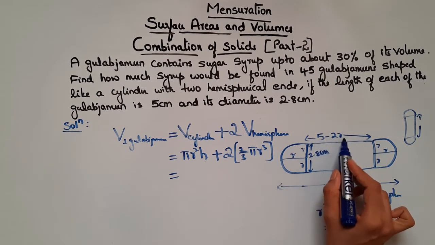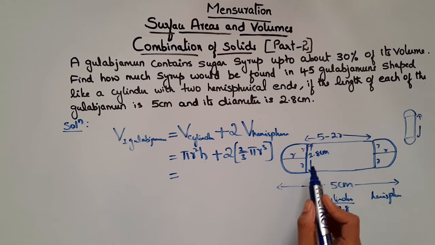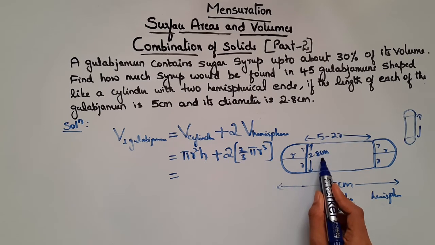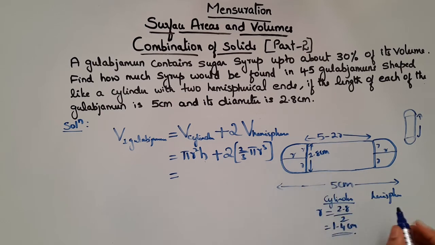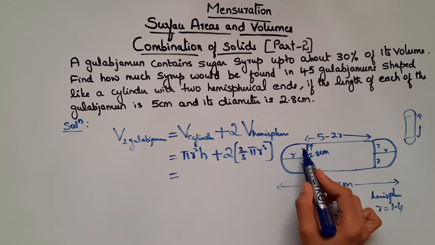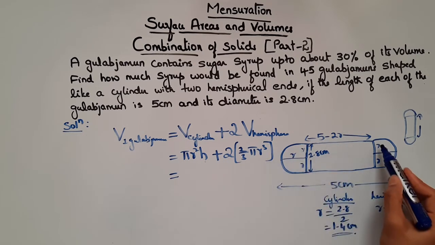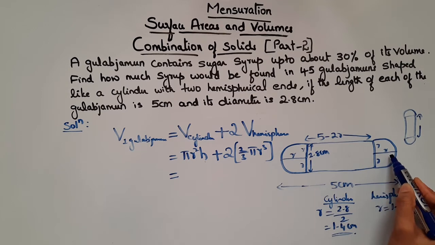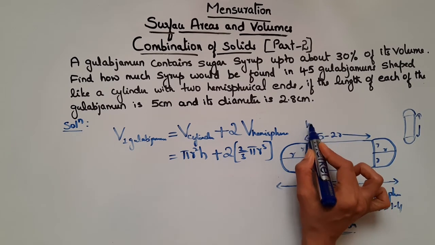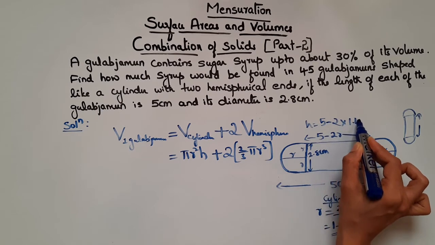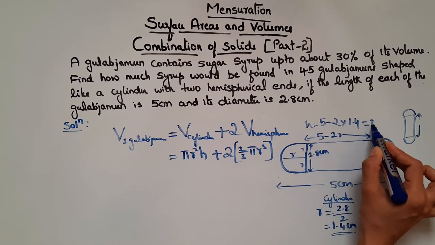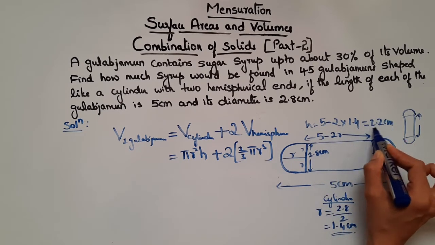5 minus 2r. We know the diameter of the cylinder is 2.8, which means the diameter of this hemisphere is also 2.8. So therefore the radius of the hemisphere is 1.4, right? So this r is 1.4. All these r's are 1.4. Here also 1.4, 1.4, 1.4, right? So h is equal to 5 minus 2 into 1.4, right? This will give you 2.2 centimeter.